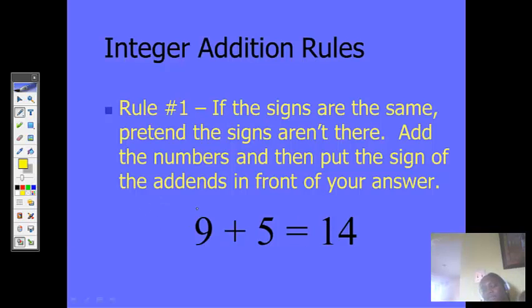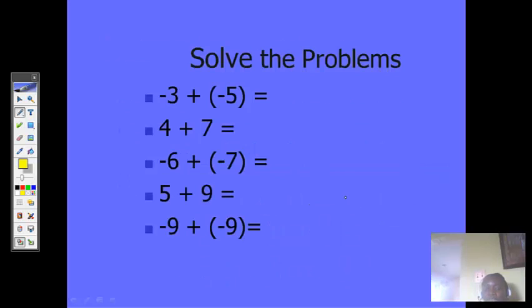Just watch this example. 9 plus 5. Now, 9 is positive. We all should know that. And 5 is also positive. That means 9 plus 5, we get 14. Our answer stays positive since both numbers were positive in the first place. Secondly, we have negative 9 plus negative 5. They are both negative, so we add 9 plus 5, we get 14, and we keep the same negative sign. So our answer will be negative 14.